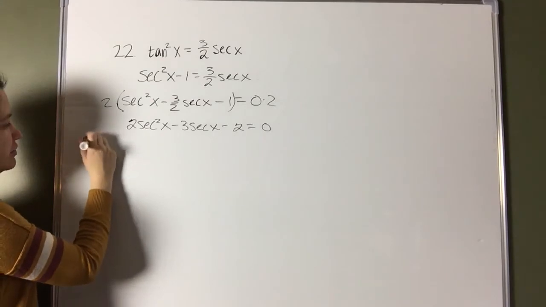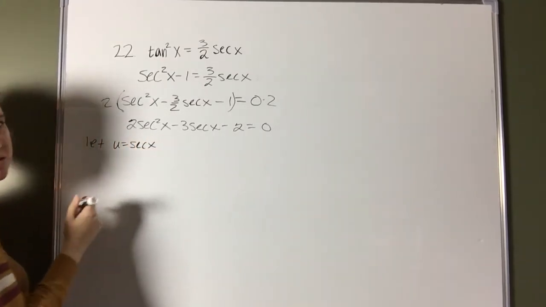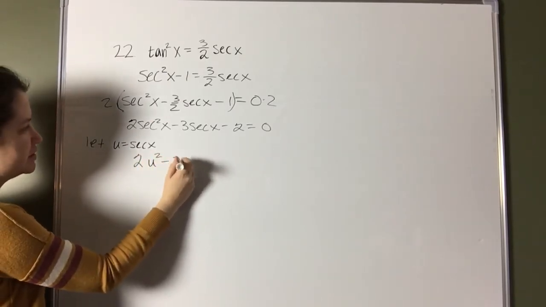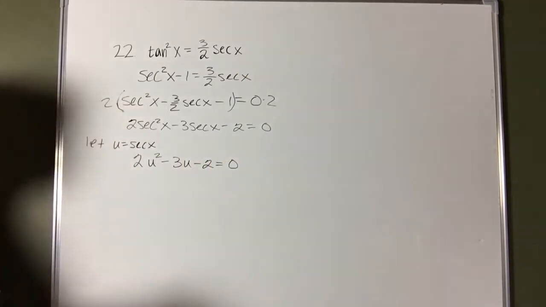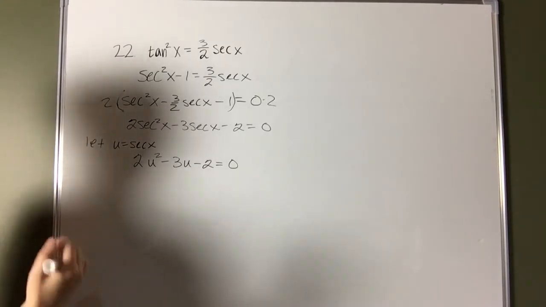Next, we're going to make a substitution. So let u equal secant x. So that gives us 2u squared minus 3u minus 2 equals 0. And then we're going to factor it.